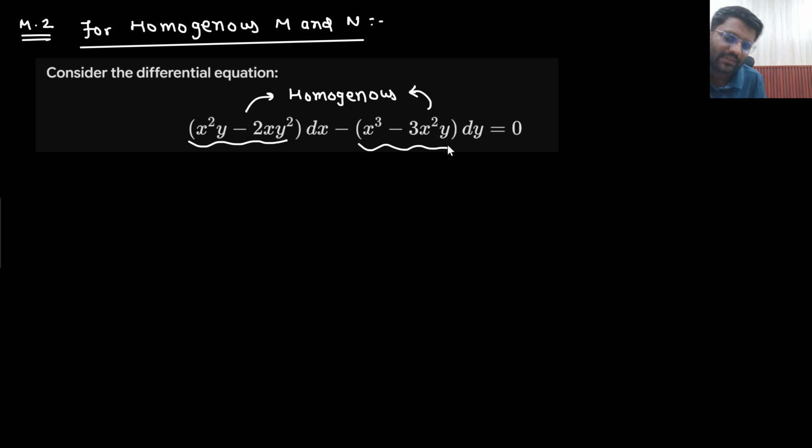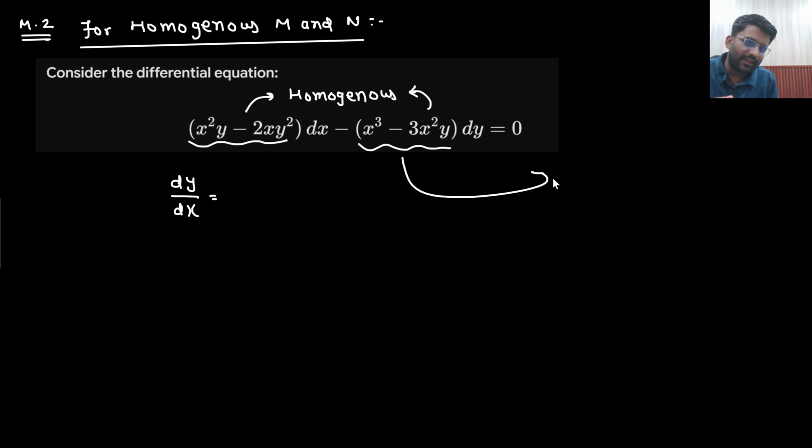Both of them are homogeneous, right? Now if both of them are homogeneous, then what I can do is find out dy by dx. So what will be the value of dy by dx here?